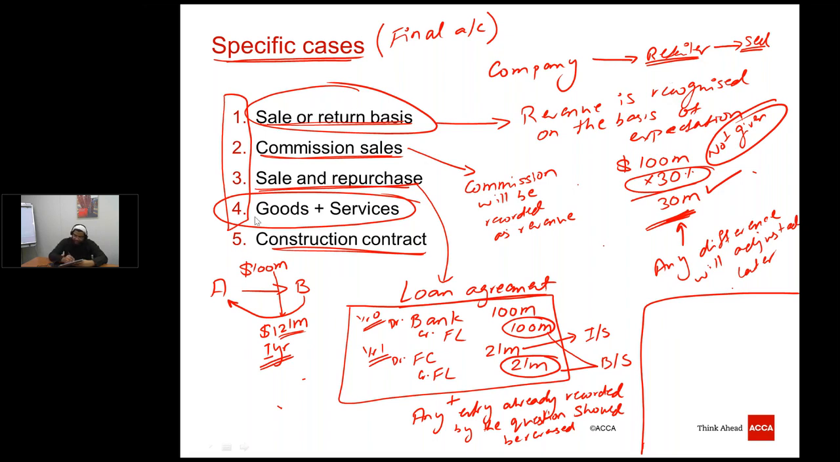Okay, now let's move on to case number 4. Now we are selling the goods and we are selling the services both. For example, I have sold you this pen, and I've said that I will give you warranty for the next 3 years.